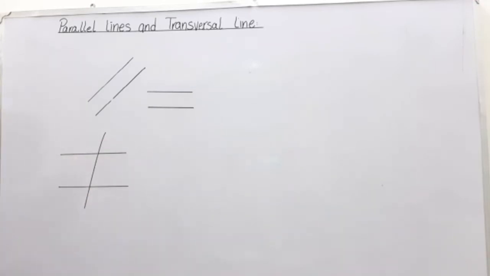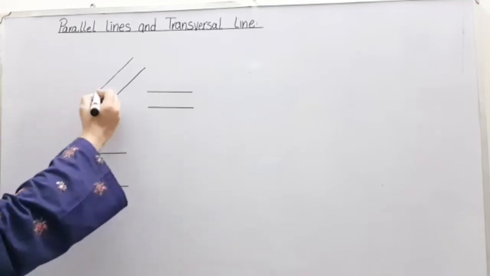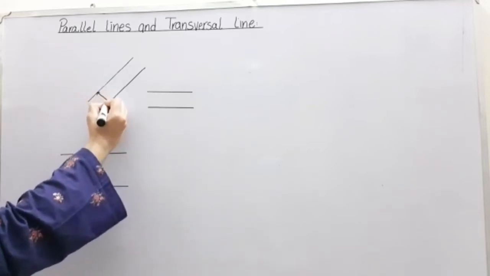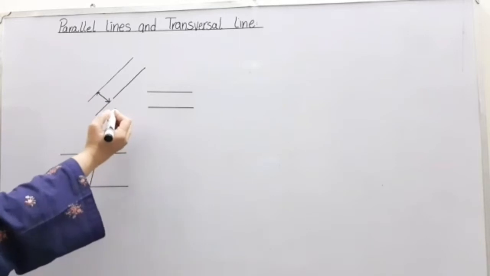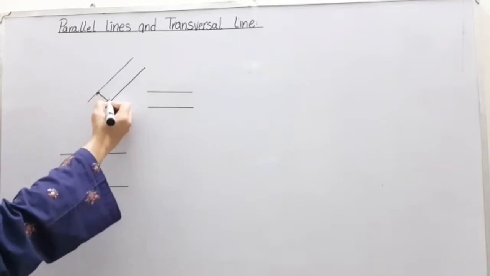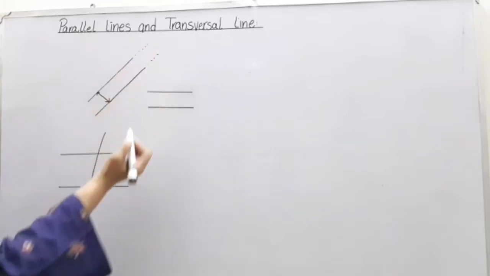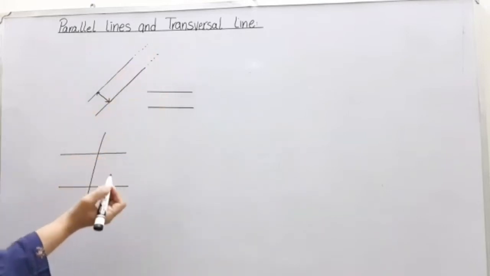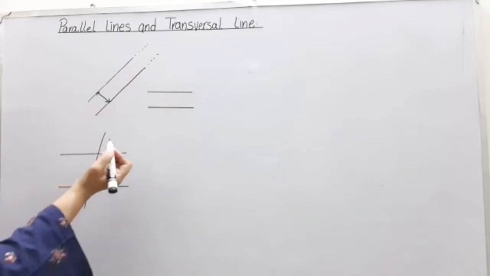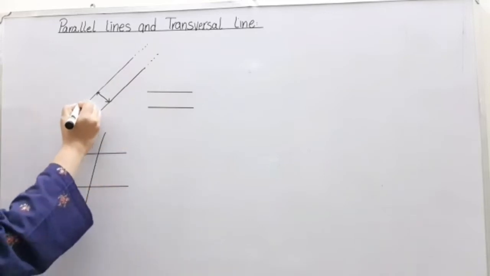However much you extend them, they are always the same distance apart. However much you extend them, they do not meet with each other, which means they do not intersect with each other. They are known as parallel lines.